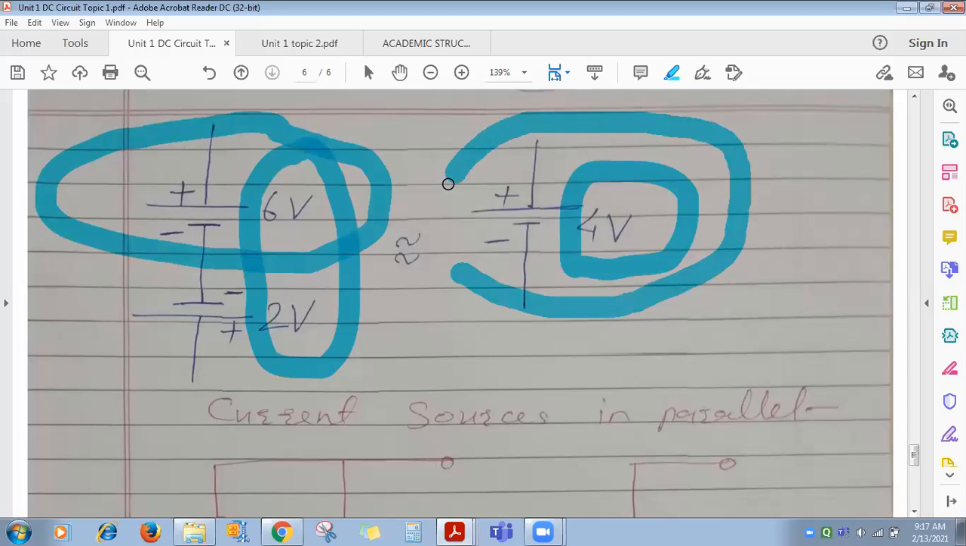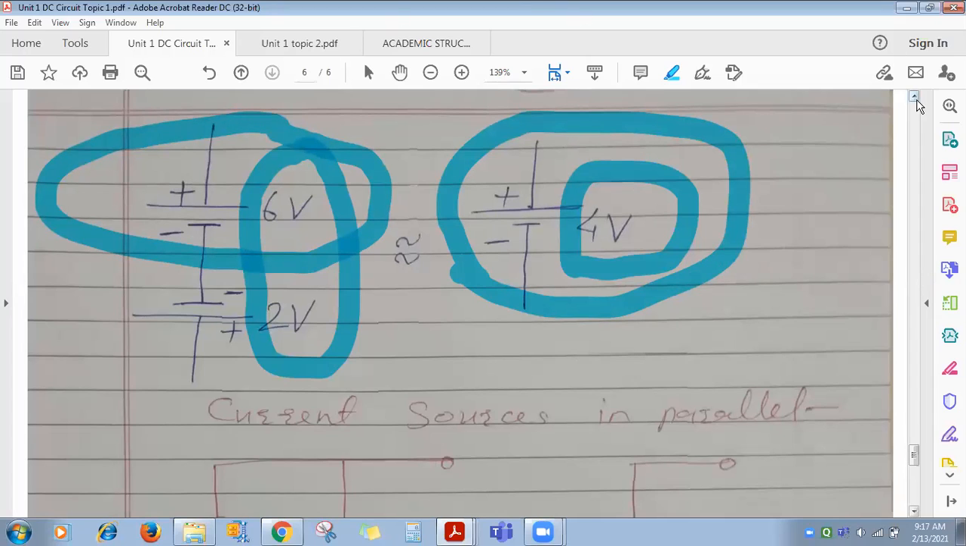The same is the case for the 4 volt also. The upper one is positive, the lower one negative. Clear? Okay, so what is its application? Whenever you are simplifying or analyzing an electric circuit, if you find a number of voltage sources connected in series, if required, you can add or subtract them.